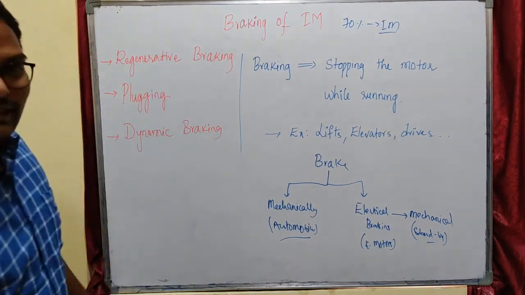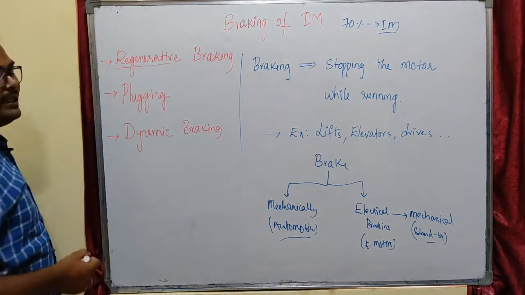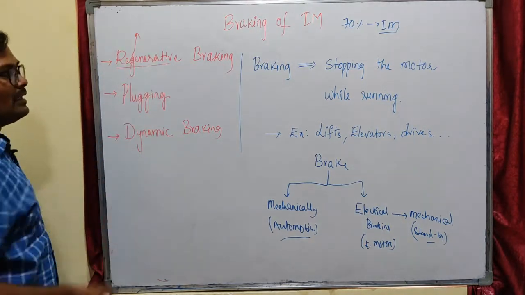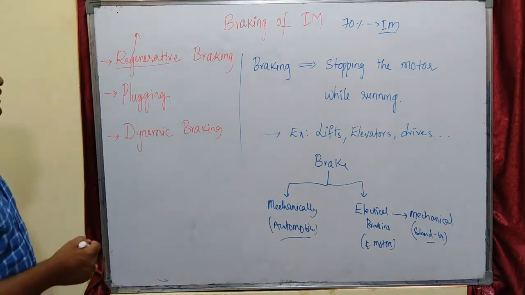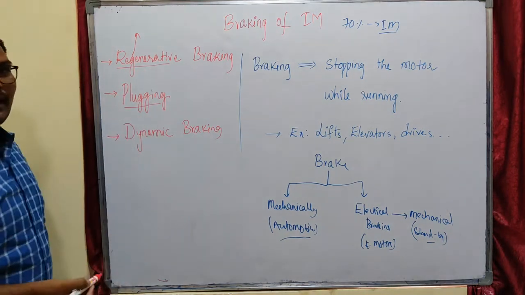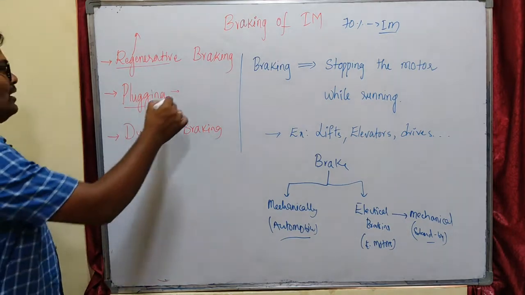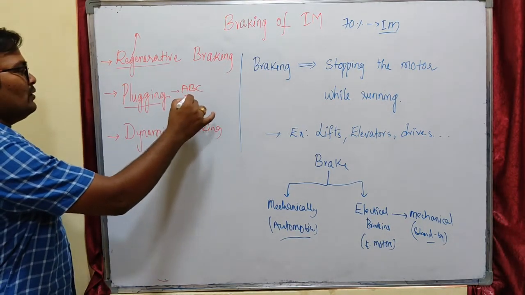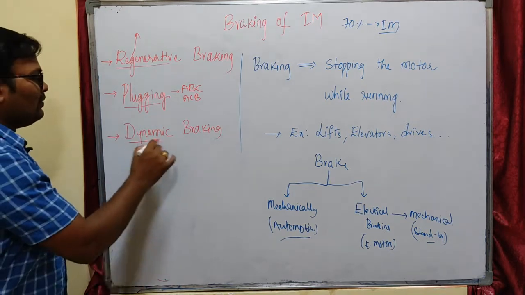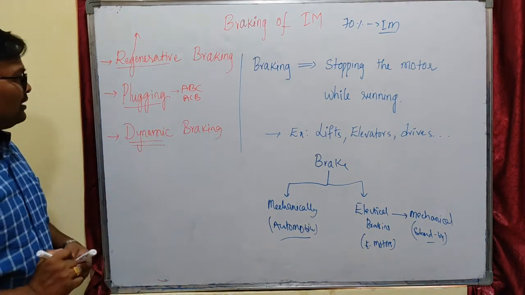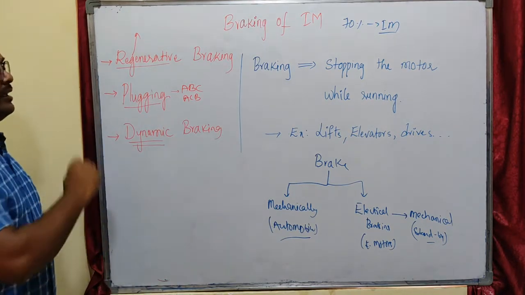Now there are three types of braking here. The first one is regenerative braking. Regenerative means it will generate power back to the supply. The second one is plugging. Plugging means we change the phase sequence from ABC to ACB. And dynamic braking means we have to apply some resistive load. So this is about the types of braking. Now let us see them one by one.